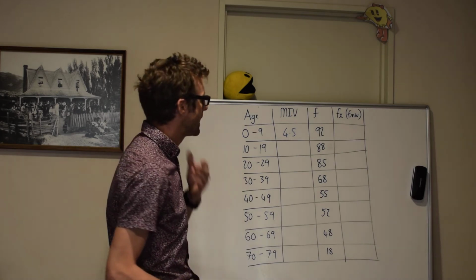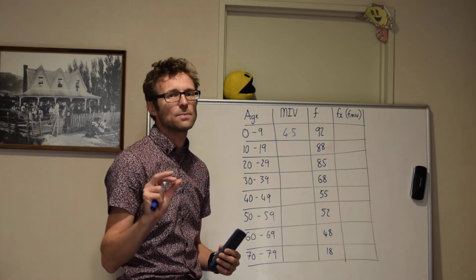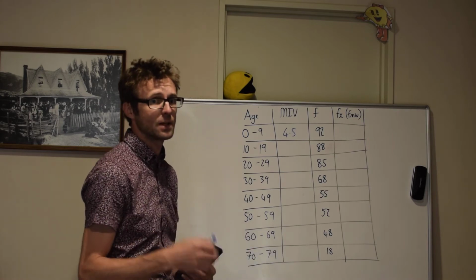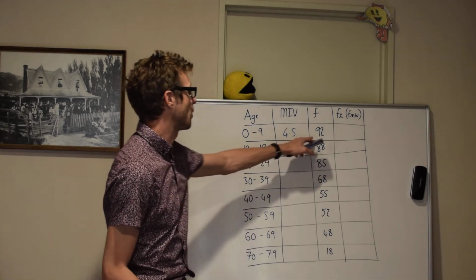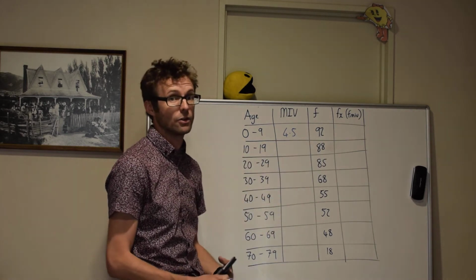So when we find out the mean from this data, it's going to be an estimate only. Okay, I hope that makes sense. It's just going to be an estimate. We don't know for sure because we don't know what these 92 values are. We're just assuming they're about 4.5 on average.